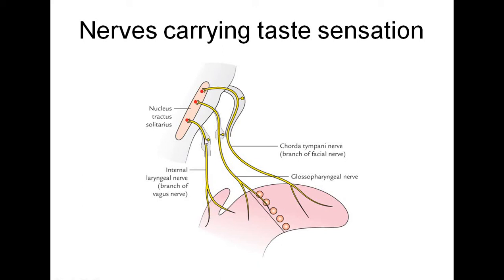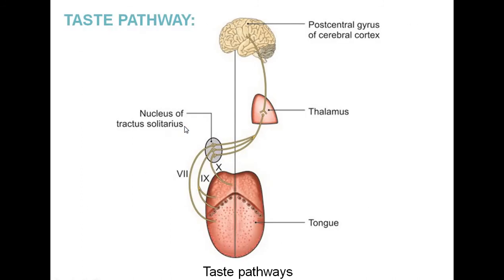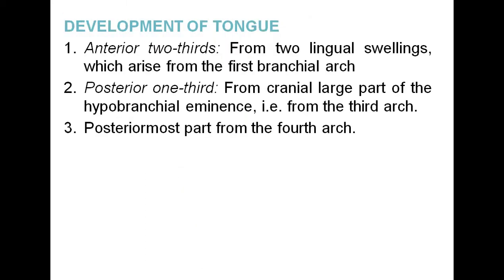From here, the fibers traverse and get relayed in the nucleus tractus solitarius, which is present in the medulla oblongata. From here, it will form the solitariothalamic tract, which forms part of the trigeminal lemniscus. These fibers again get relayed in the posteroventromedial nucleus of the thalamus, and finally this taste sensation passes up to the postcentral gyrus of the cerebral cortex, which is the taste area present at the cerebral cortex. So this is the taste pathway.